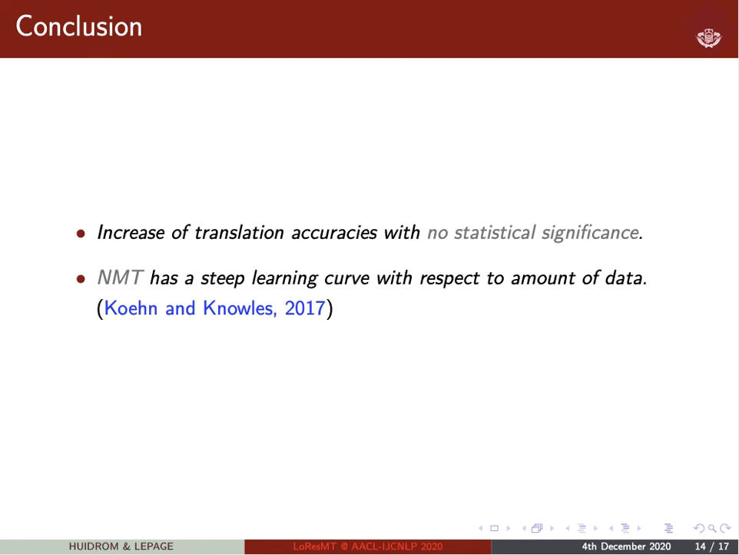The conclusion that we can make is that even though there is an increase, our translation accuracy score overall does not have statistical significance. I believe that it is because neural machine translation has a steep learning curve with respect to the amount of data. And this could be the reason why we are facing low translation accuracies in this experiment.